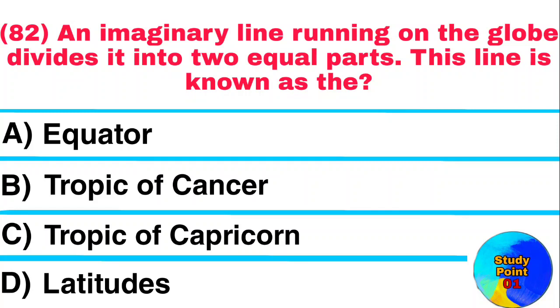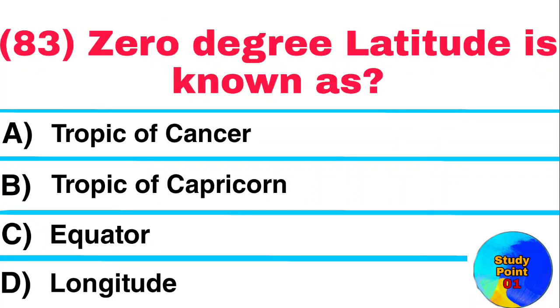Question. An imaginary line running on the globe divides it into two equal parts. This line is known as the A. Equator, B. Tropic of Cancer, C. Tropic of Capricorn, D. Latitudes. Answer. Equator. Question. 0 degree latitude is known as A. Tropic of Cancer, B. Tropic of Capricorn, C. Equator, D. Longitude. Answer. Equator.